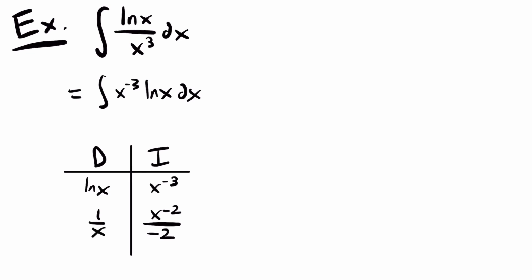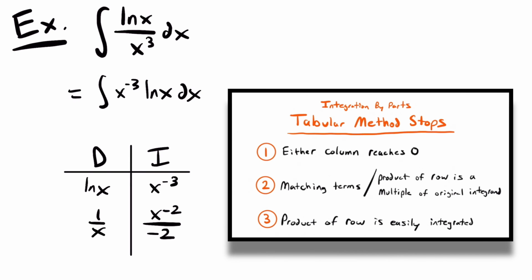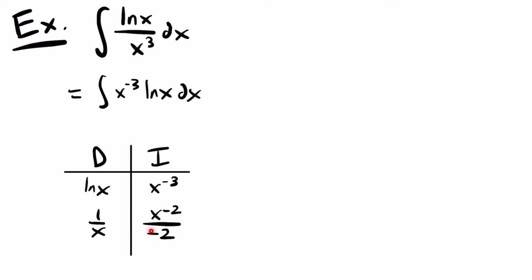All right, and so now I'm going to stop there, because if you remember from our 3 stops, one of them, I believe the third one in particular, says that we can stop if we see that a product across a row is something that is easily integrated. And so if you take a look at what we have right here in the bottom of our table, we don't even need to take the derivative or integrate another time. 1 divided by x times this expression is going to be easily integrated, right?